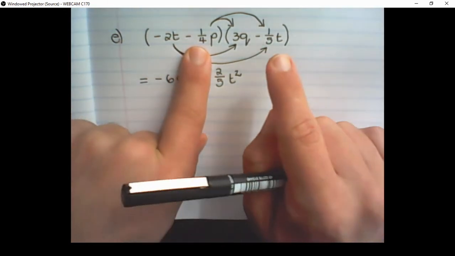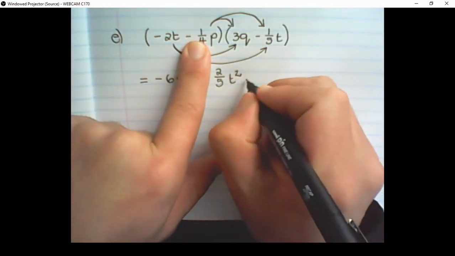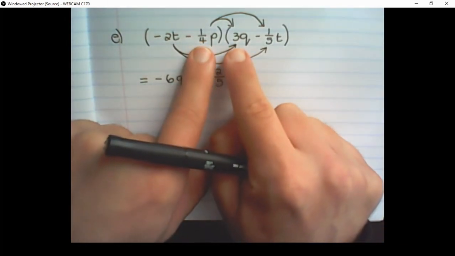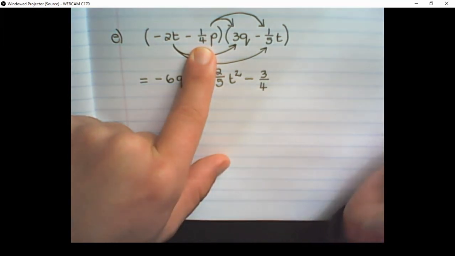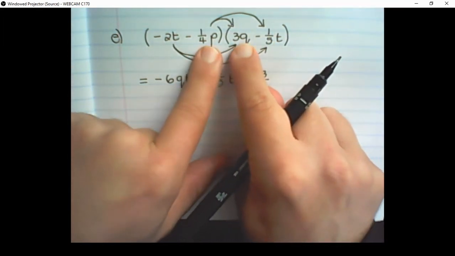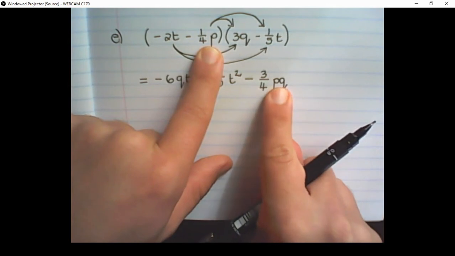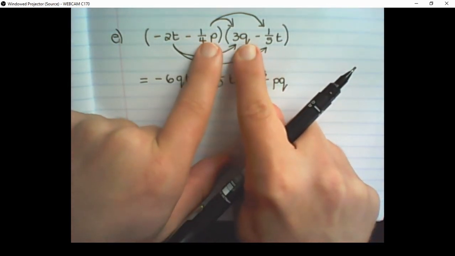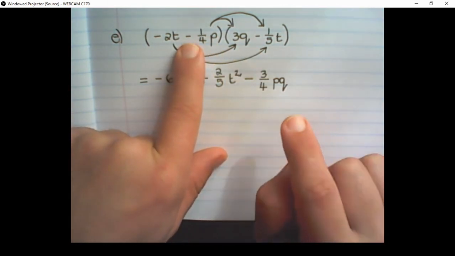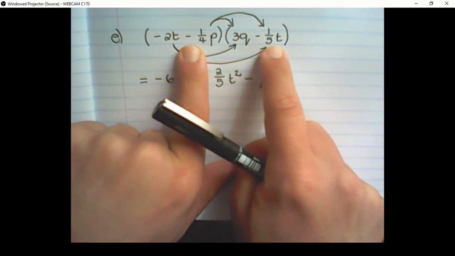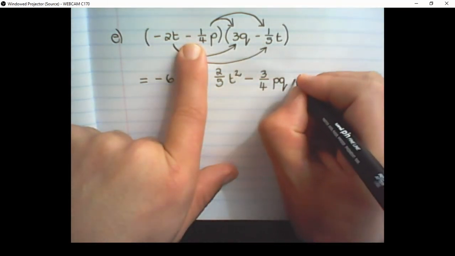So negative a quarter p times 3q. So negative multiplied with a positive, so the value is negative. Then 1 quarter times 3 is 3 quarters. And then we have two different variables and we write them in alphabetical order next to each other. We cannot add the exponents because the variables are not the same. Now we have a negative a quarter p times negative a fifth t. Negative multiplied with a negative will give us a positive.